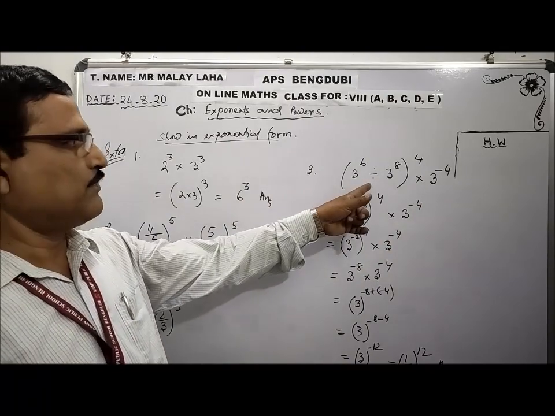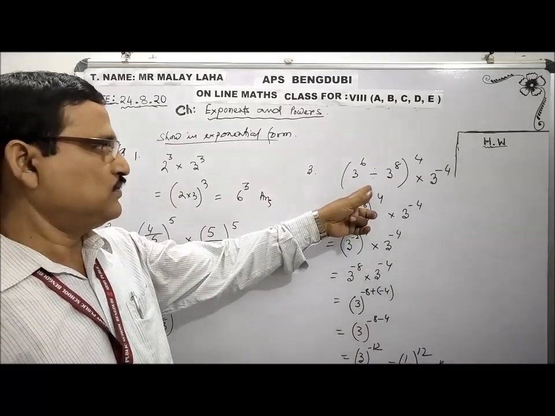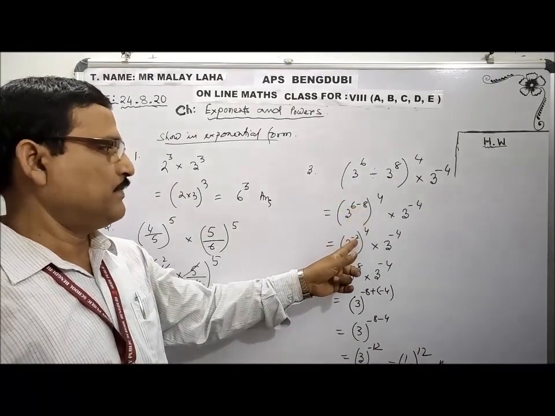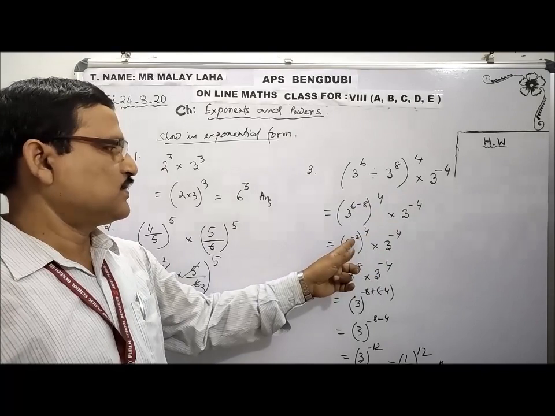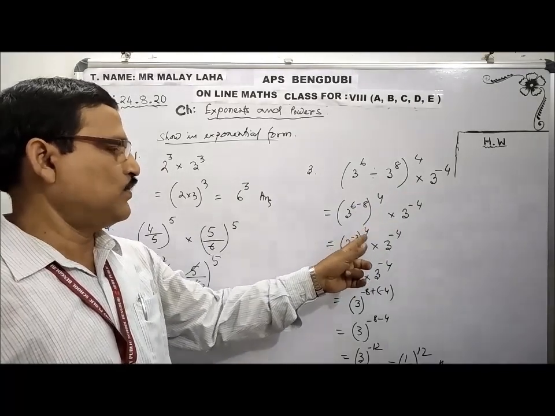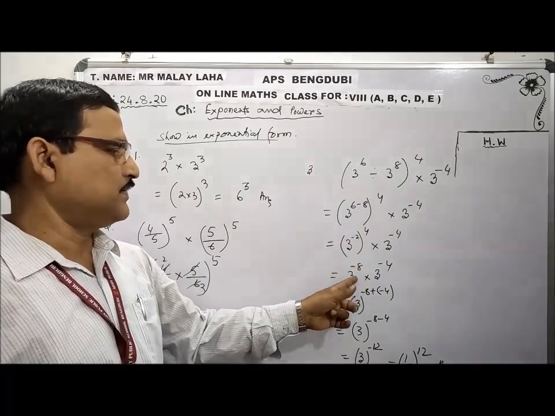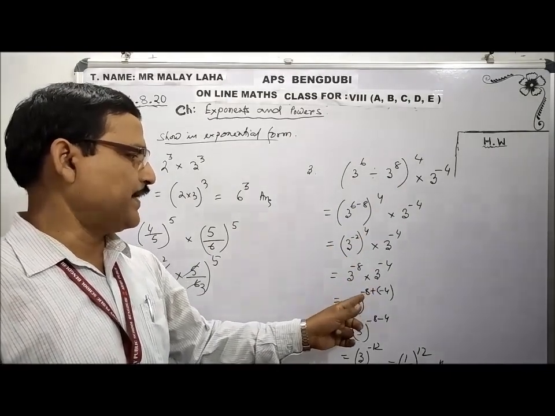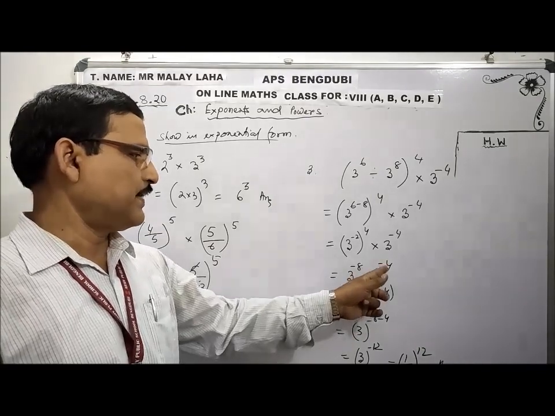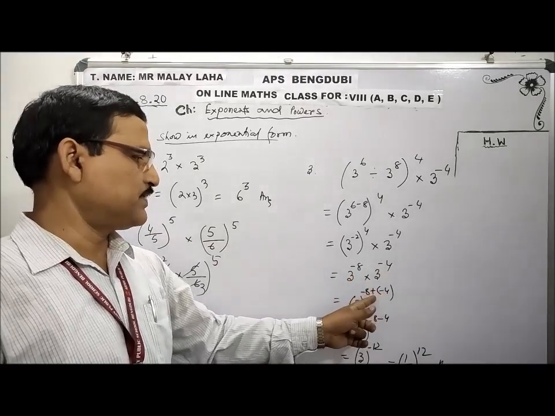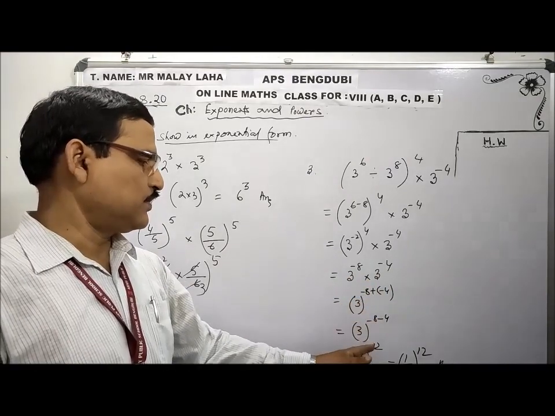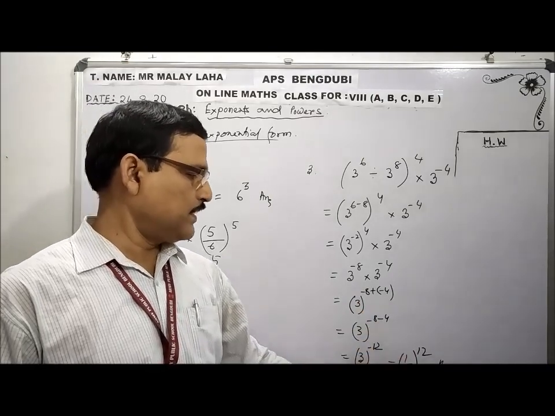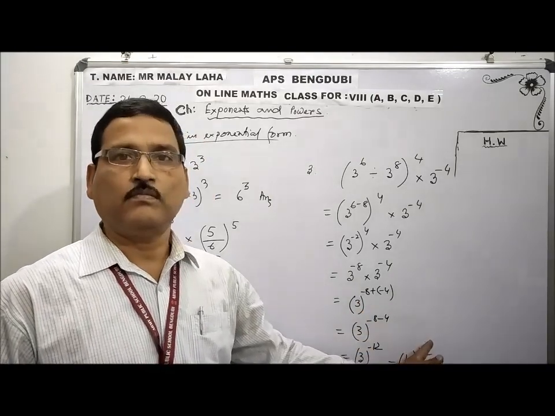Follow the steps. First you perform this using laws. Division form is there, so the powers are subtracted: 6 minus 8 is minus 2. This is a double power, minus 2 and 4, 2 fours are 8, minus 8. Just multiply it. The base is the same, so the powers will be added: minus 8 plus minus 4. Simplify the sign: minus 8 minus 4 is minus 12. Then show in positive form: 1 by 3 raised to 12.